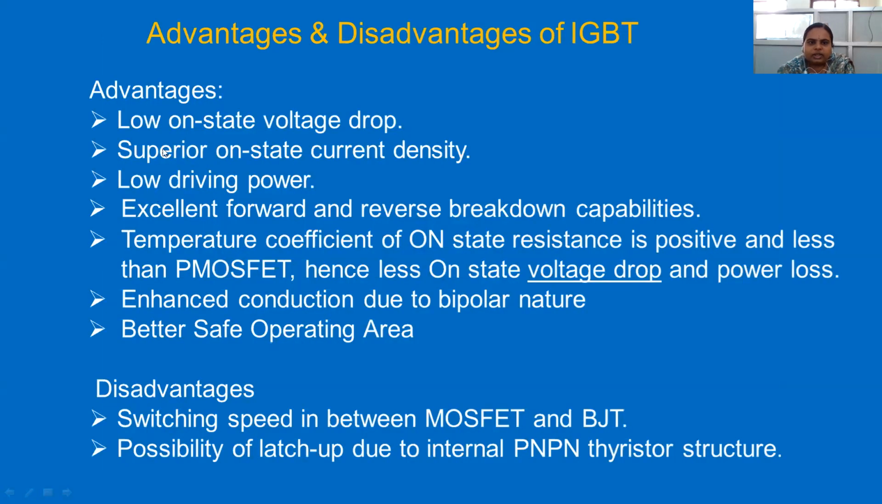Okay, then what are the advantages and disadvantages of using the IGBT? The main advantages are low on-state voltage drop, superior on-state current density, and low driving power. Yes, immediately it will start conducting. Then excellent forward and reverse breakdown capabilities. The temperature coefficient of on-state resistance is positive and less than that of a power MOSFET, hence less on-state voltage drop and power loss. This is the main advantage of the IGBT.